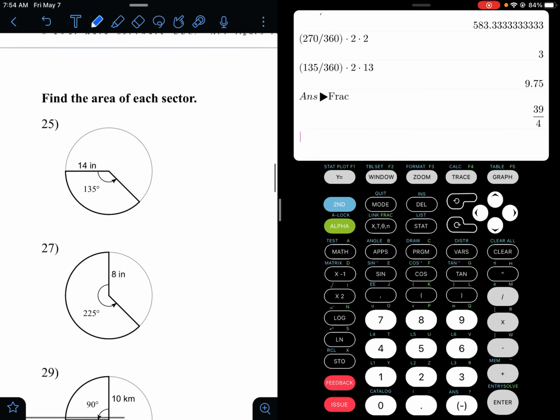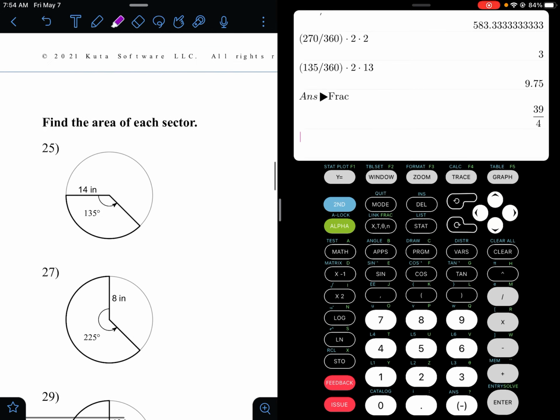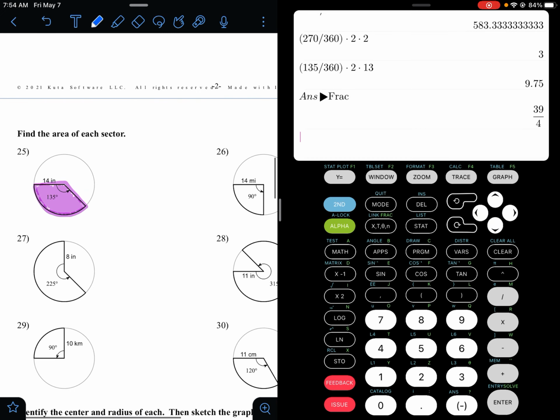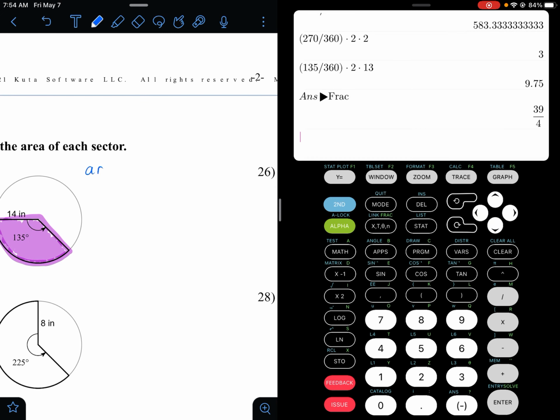All right, so let's go ahead. We got our last one here. You guys are doing great. We have to find the area of each sector. So of course, if we're trying to do area, we're going to have to use an area formula. And basically, again, you're only trying to find a portion of the circle. So area of a sector is going to be theta over 360 times pi times radius squared.